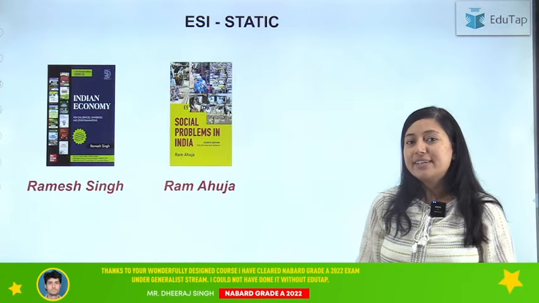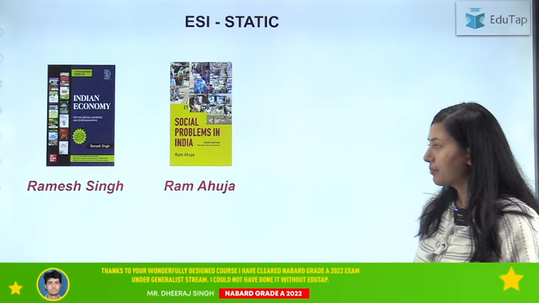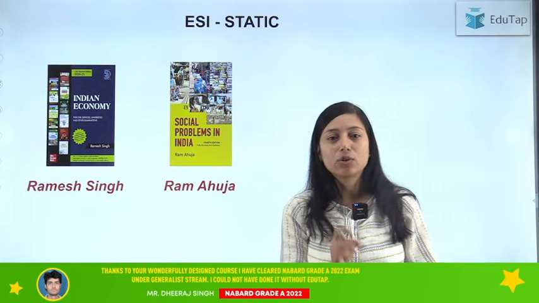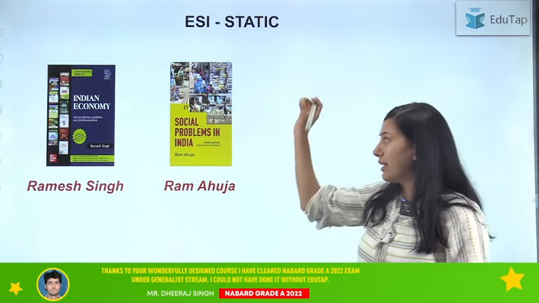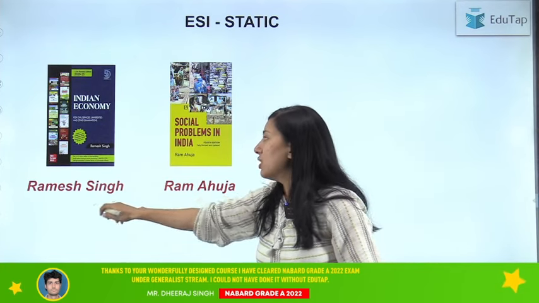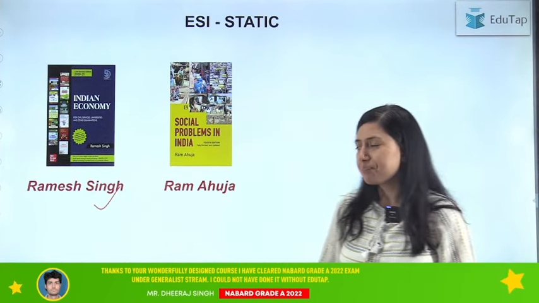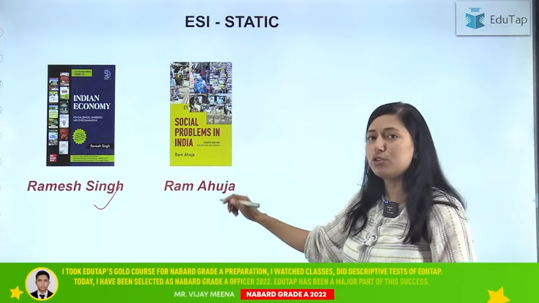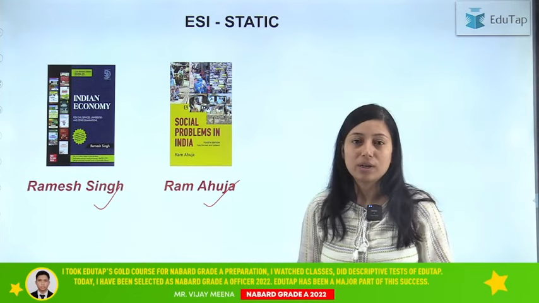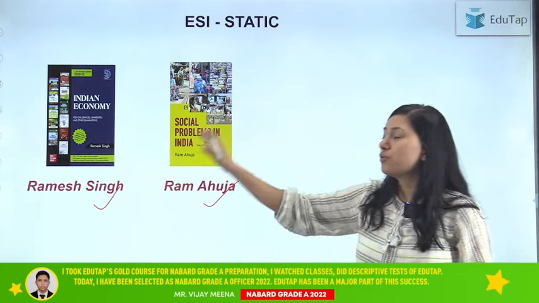So that was about ARD Static. Talking about ESI Static. ESI is basically economics and social issues. So for the economics part, you can refer to Indian Economy by Ramesh Singh. And for social issues, you can refer to Social Problems in India by Ram Ahuja. ठीक है? So these are the 2 good sources for your ESI.